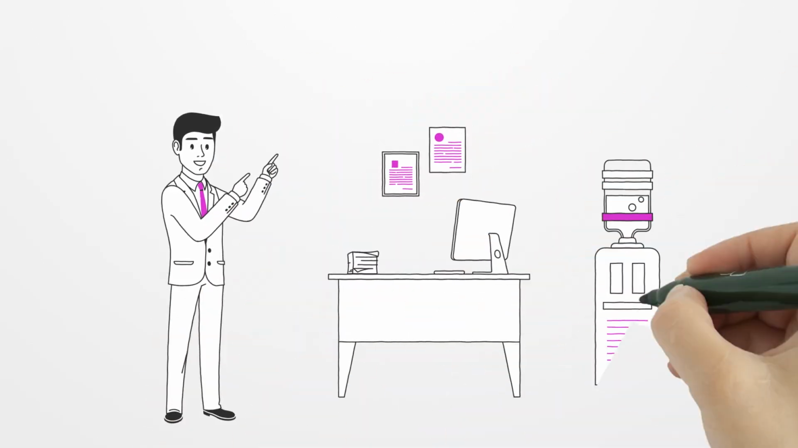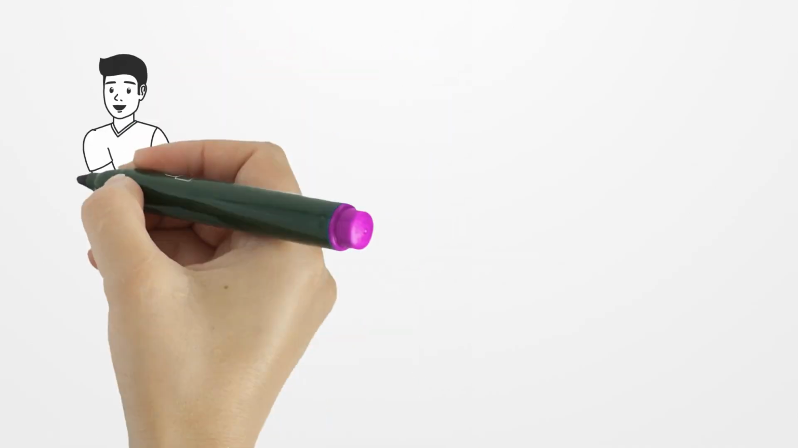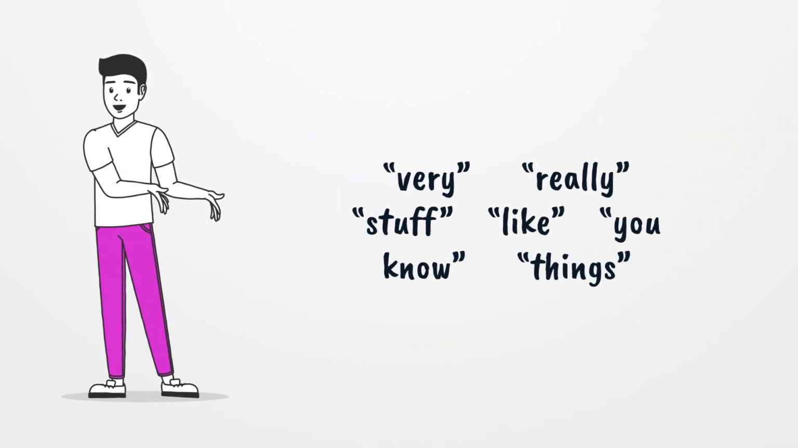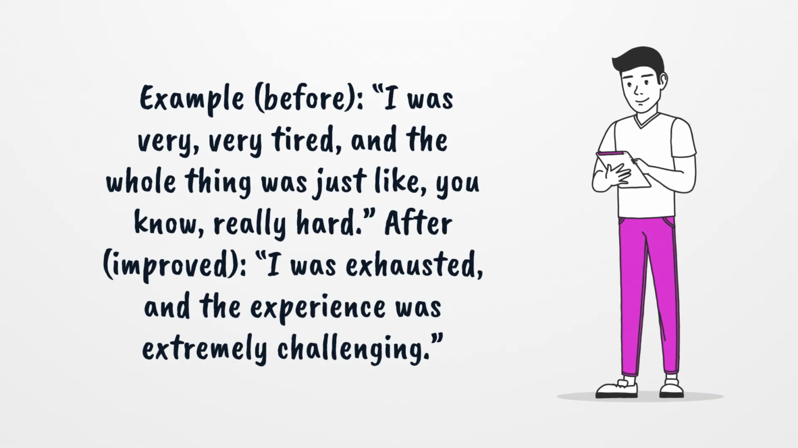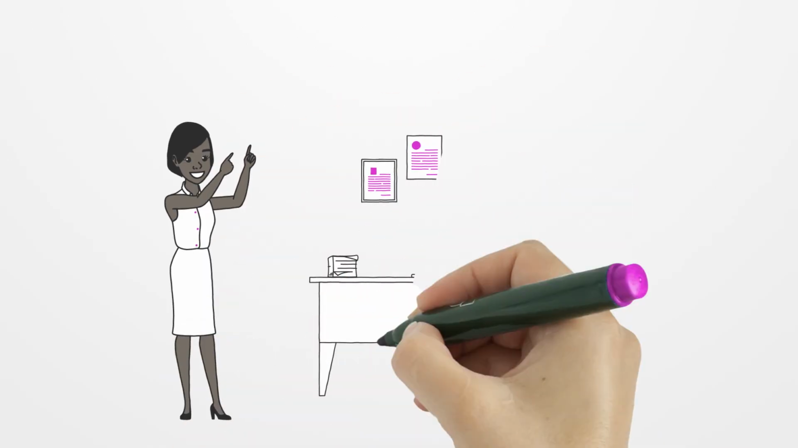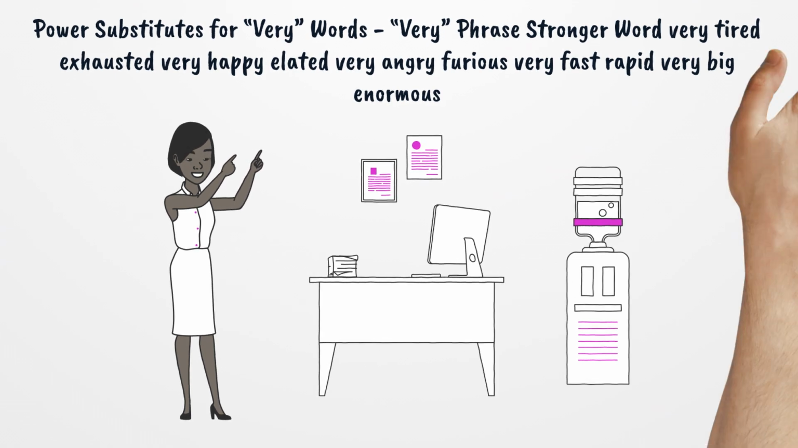Section 5. Repetition and filler words. Avoiding weak expression. Common repetitive or filler words that weaken writing and speaking: very, really, stuff, like, things. Example, before: I was very, very tired, and the whole thing was just like, really hard. After, improved: I was exhausted and the experience was extremely challenging. Power substitutes for "very" phrases. Very tired, exhausted. Very happy, elated. Very angry, furious. Very fast, rapid. Very big, enormous.